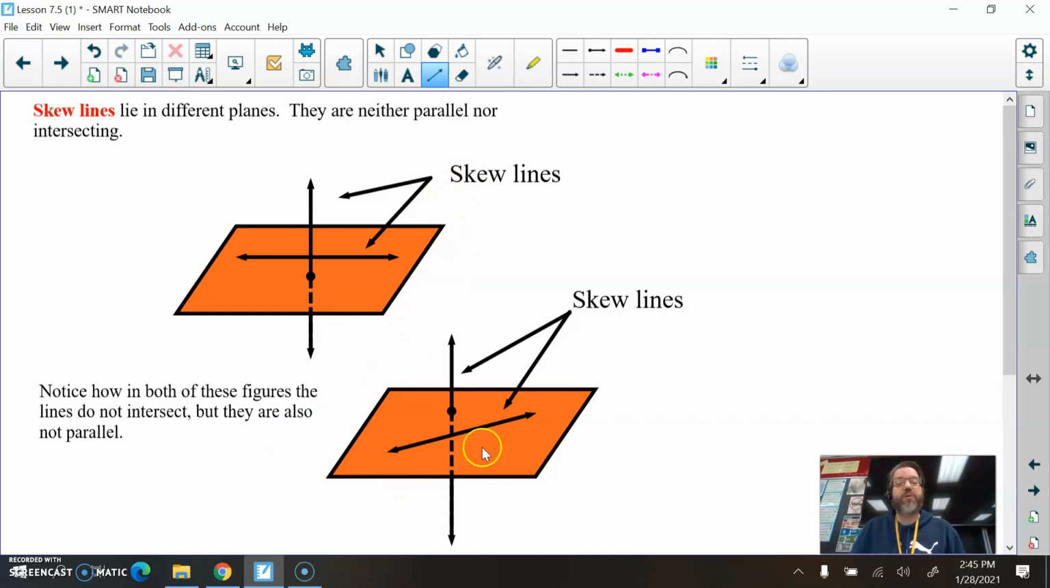All right? In both of these figures, you can see how I've drawn in some skew lines. They don't intersect, but they're also not parallel. They're not even on the same plane. Skew, that's what skew lines are.